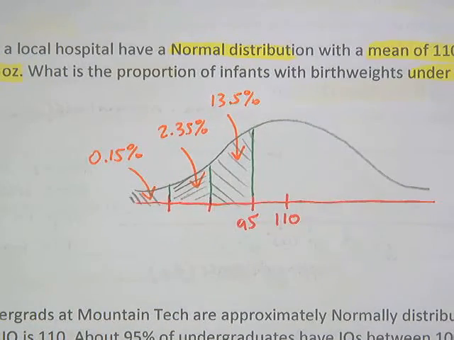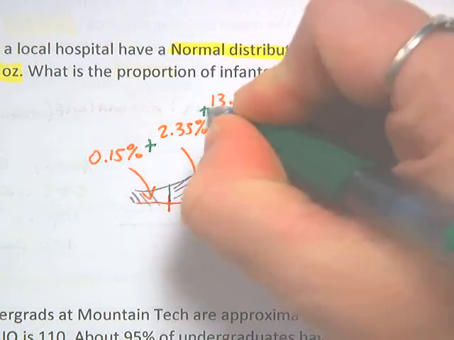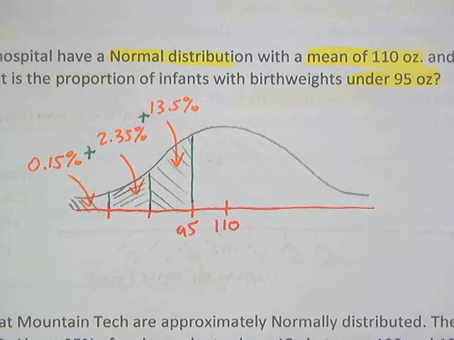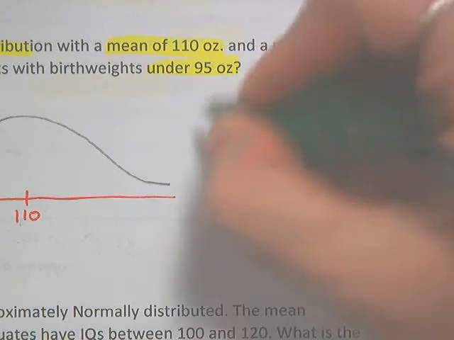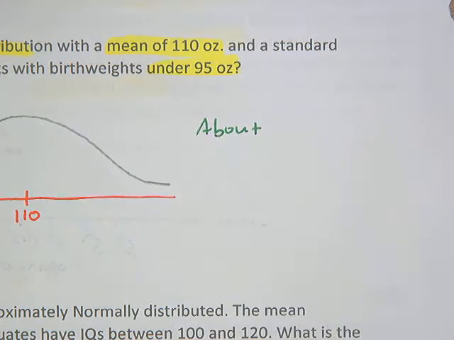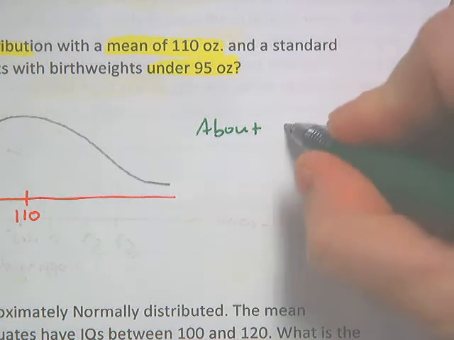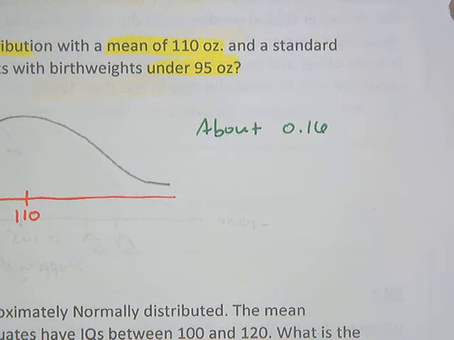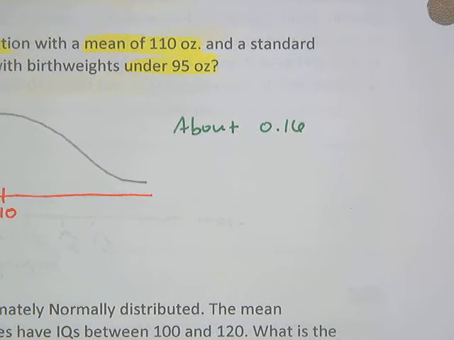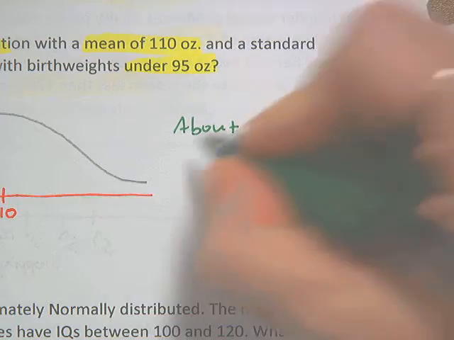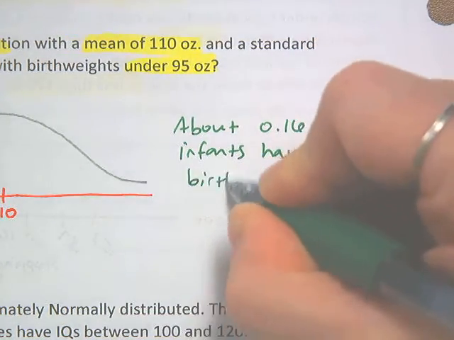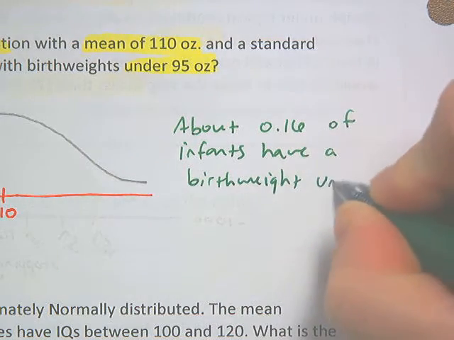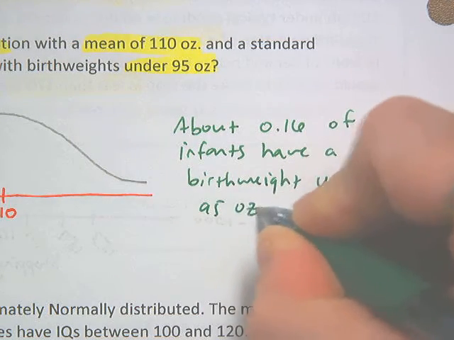When you add those together, you get 16%. Or if you use normal CDF, you should get somewhere right around 16% as well. So, looking back, it says proportion, so about 0.16 of infants have a birth weight under 95 ounces.